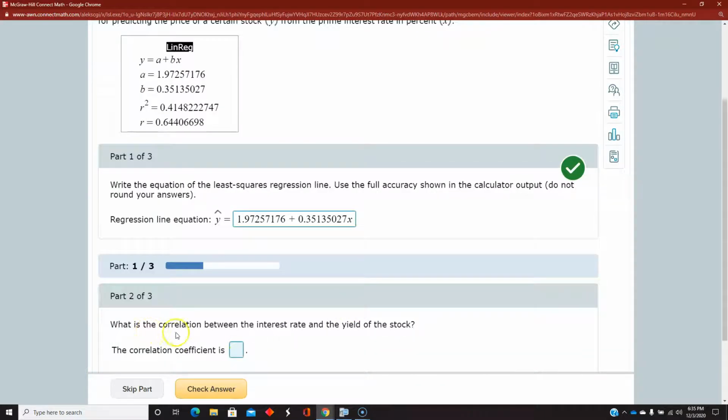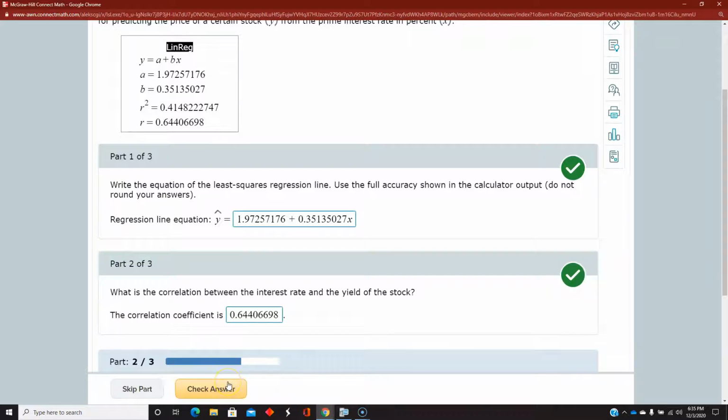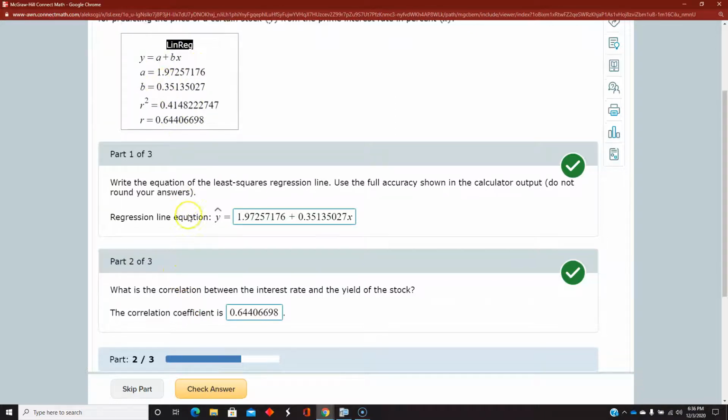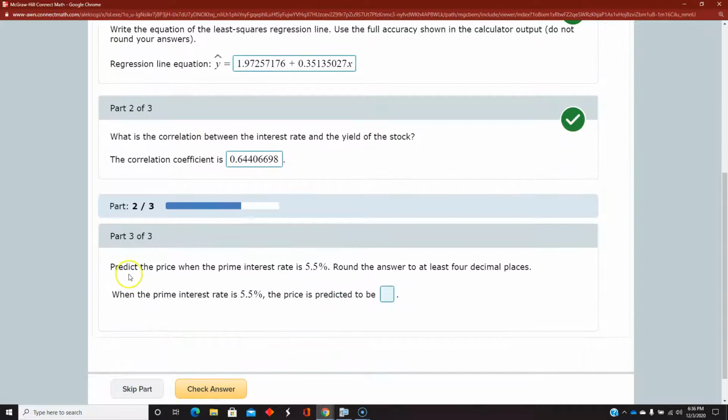And then what is the correlation? Well, the correlation is R. So 0.6440668. Most of the time, you're going to have some kind of software to do the number crunching for you. And now the number crunching's already been done for us, and this is just to make sure we are able to interpret or read that printout.